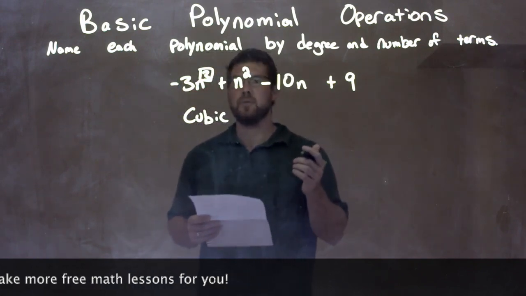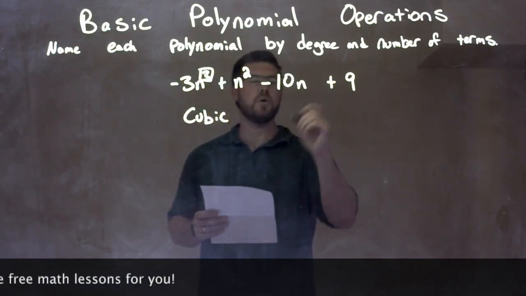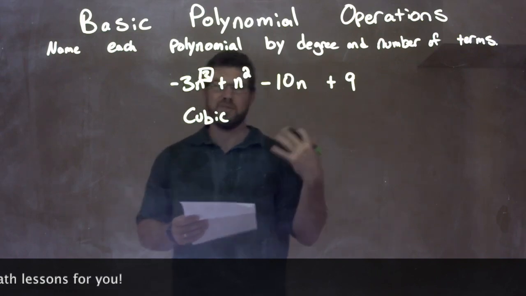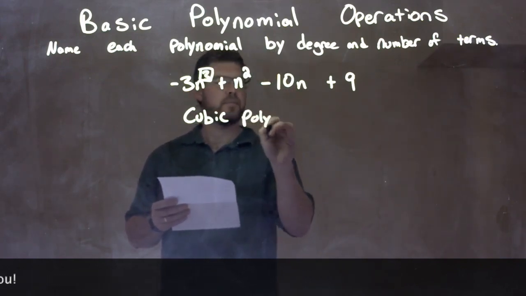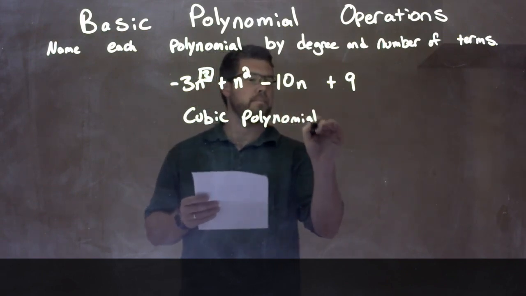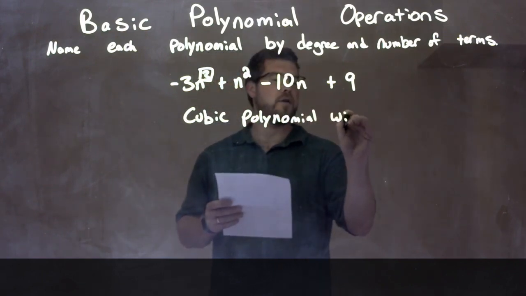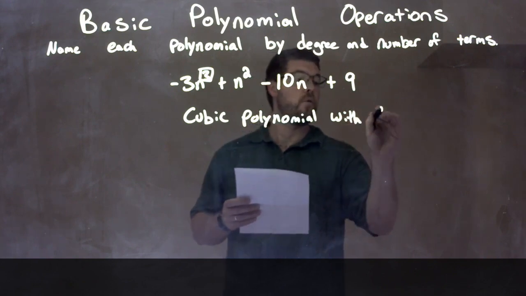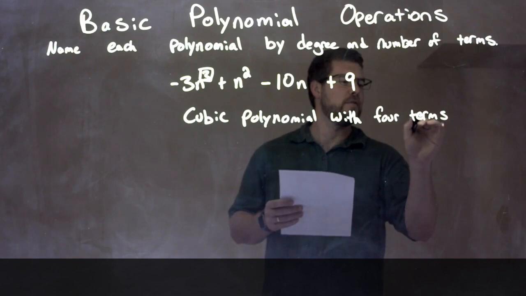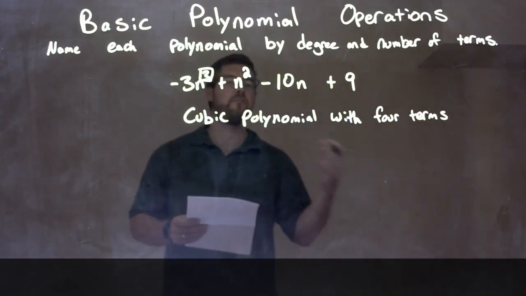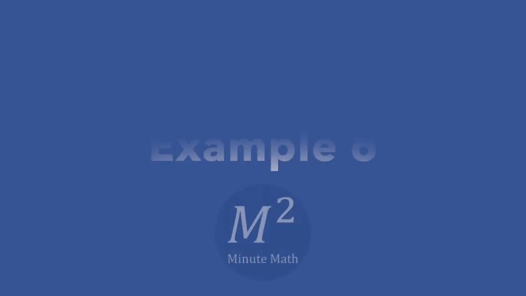And how many terms do we have? Well, we have 1, 2, 3, 4 terms. There's a special word for that, but it's called a cubic polynomial, with, can you guess it? 4 terms. So we have a cubic polynomial with 4 terms. That's it.